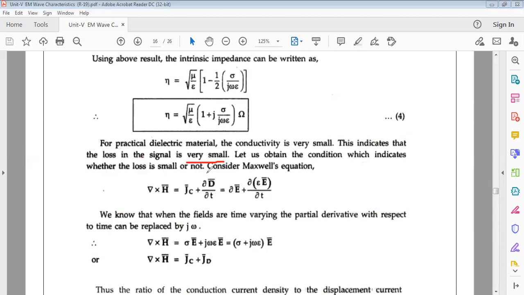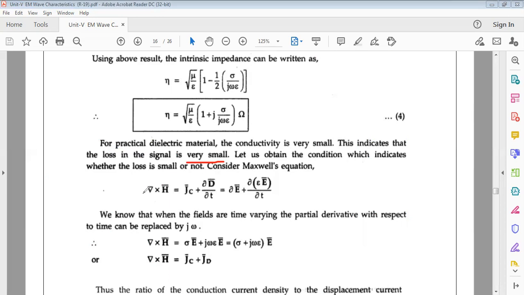So we are saying that in the practical dielectric, the conductivity is very small. In the lossless transmission, we consider it as 0. In the lossy dielectric, it is not equal to 0. And that conductivity is very small, which means the loss in the signal is also very small in the practical dielectric. Now let us obtain the condition which indicates whether the loss is small or not.